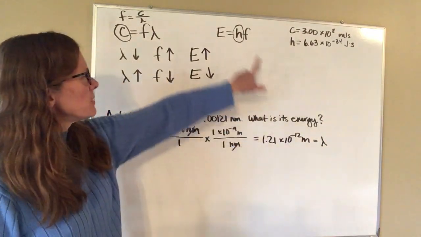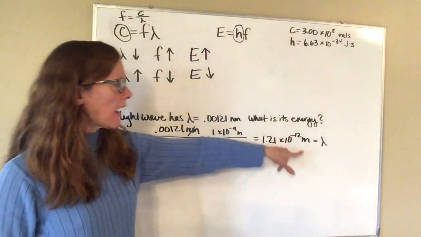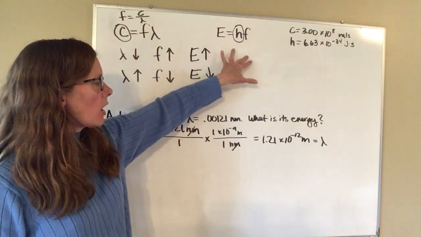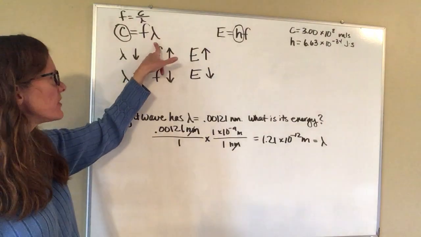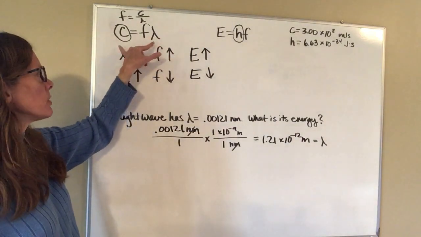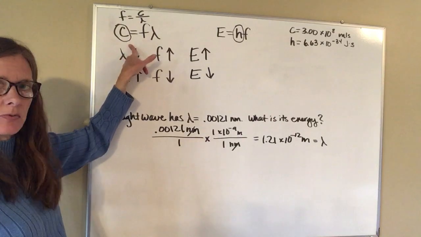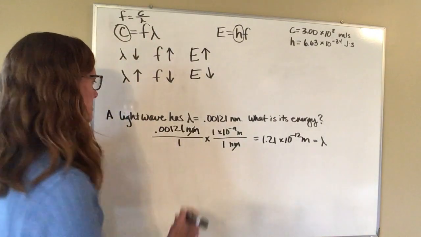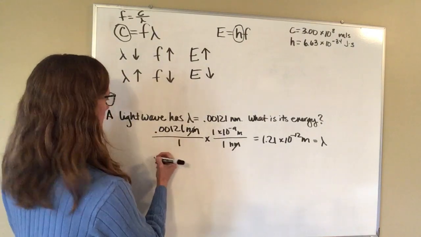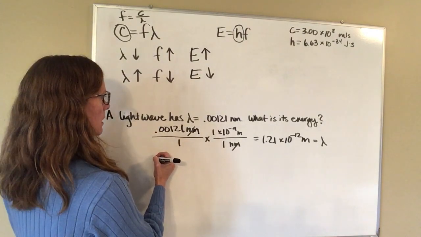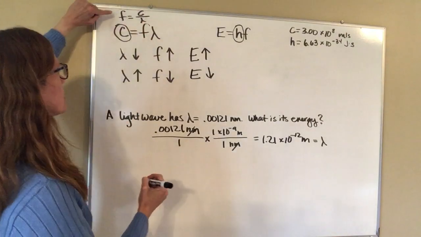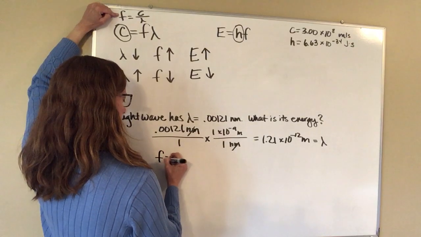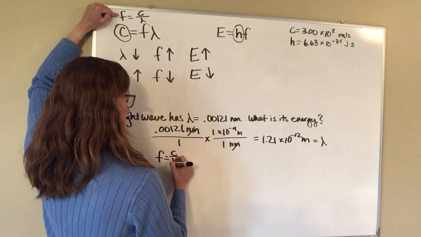It asked me for energy, but I don't have wavelength in this equation. I do, however, have wavelength in this equation. So this is the only one I'm going to be able to use because I know the speed of light, it's a constant, and I know the wavelength, so I'm going to be able to find the frequency. So I'm going to use, since I'm trying to find frequency, it would probably be easier to use this equation over here. So frequency equals the speed of light over the wavelength.